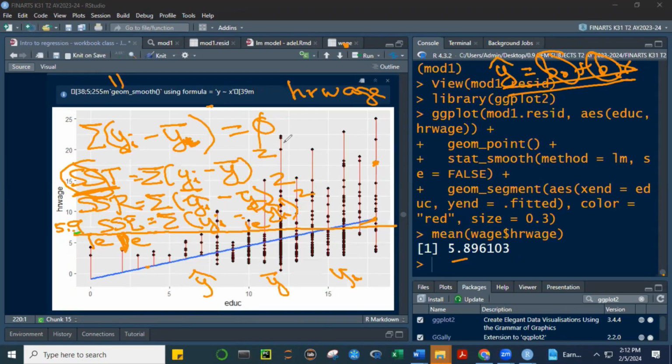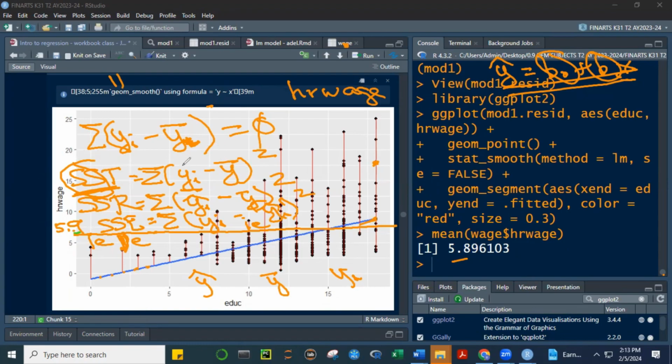Itong Y sub I, yung actual, yung mga black dots na yan. Itong orange dito, yung line na yan, which is your Y bar, which is 5.896. And then your Y hat, itong mga points dito na nasa regression line. So, tatlo. Okay. So, I hope you got SST.